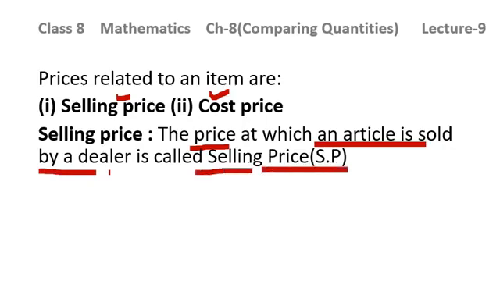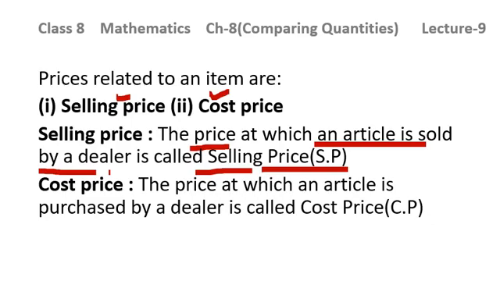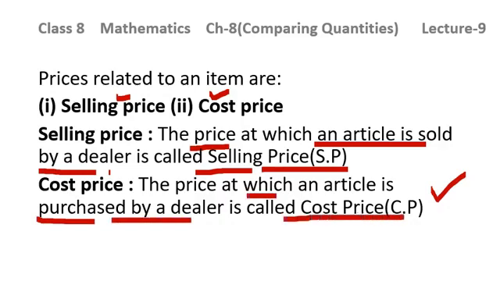The price at which an article is being sold by a particular person, by a shopkeeper, by a dealer, that is your selling price. Cost price, the price at which an article is being purchased by a dealer, is called cost price. So there are two prices related to an item or a commodity or a particular article: the selling price and the cost price.